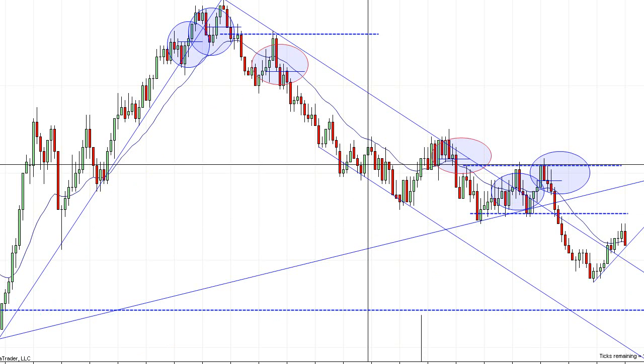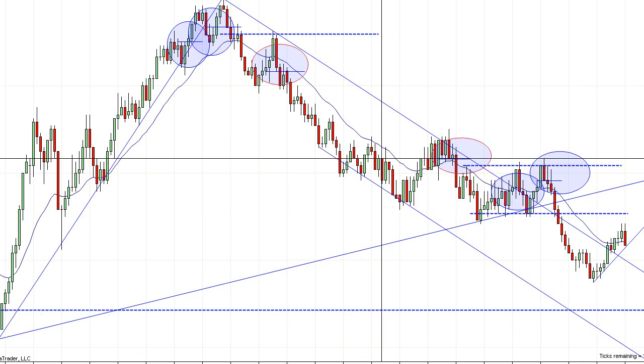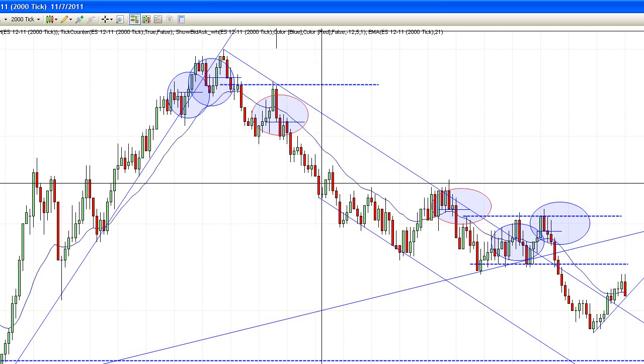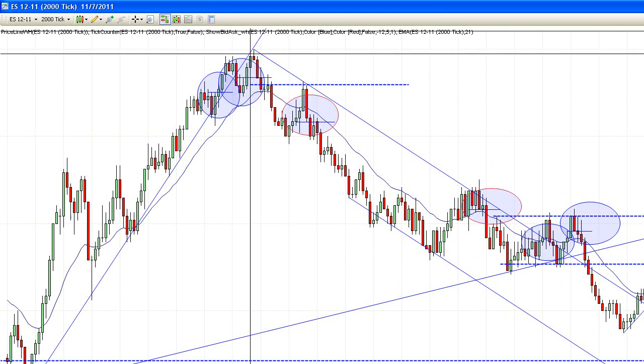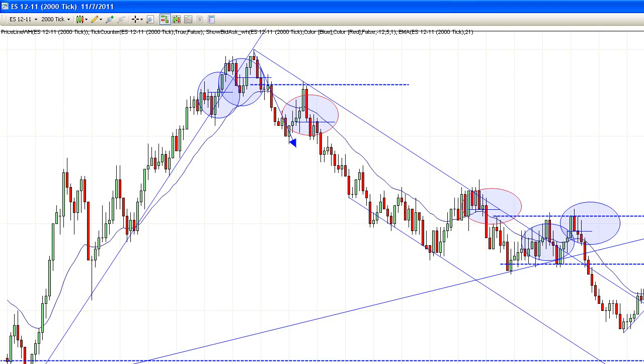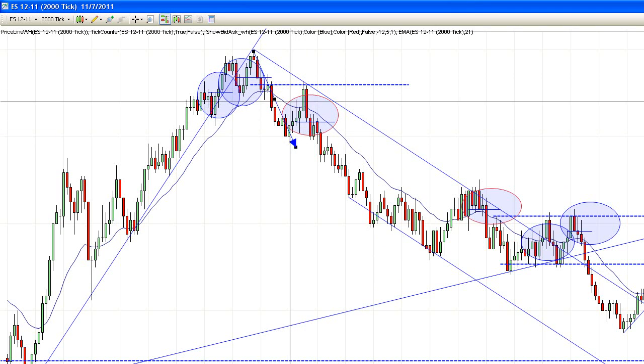There was no reason to be getting short in here because we'd had this huge sell-off. And let me show you this too. You had one leg down right here. Then you had your pullback right in here. And then here was a second leg down.